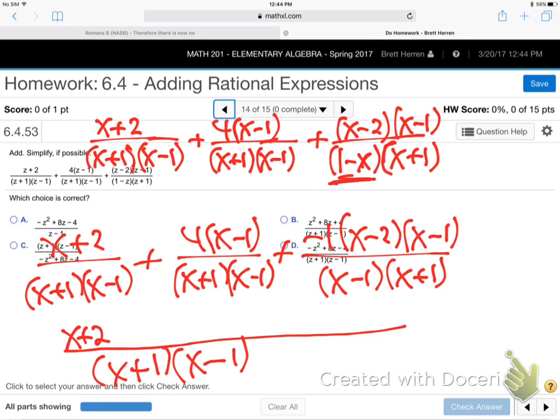But this is going to be a lot of work on the top here, isn't it? You got to multiply everything out, right? See what I did? When we combine the tops, we got to multiply everything out. I did 4x minus 4. Everybody good there?